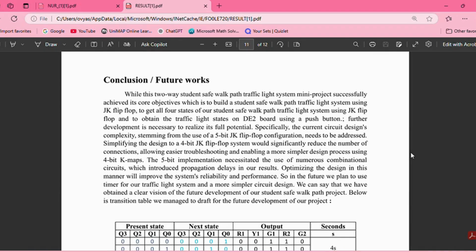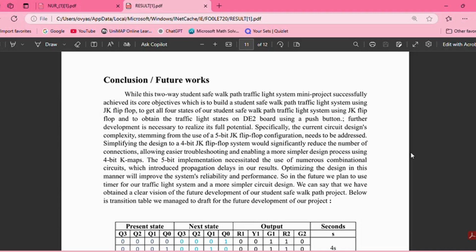In conclusion, for our future works: while this two-way student safe walk path traffic light system mini project has successfully achieved its course objectives, which are to build a student safe walk path traffic light system using JK flip-flop to get all the four states of the system, and to obtain the traffic light states on the DE2 board using a push button, further development is necessary to realize its full potential.